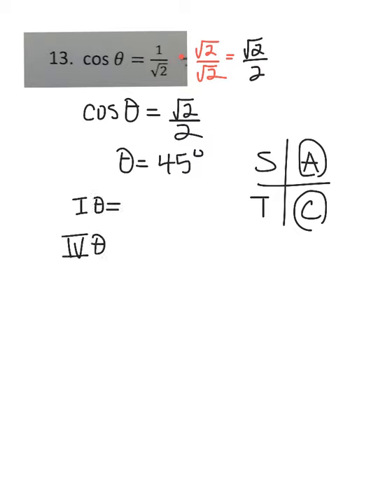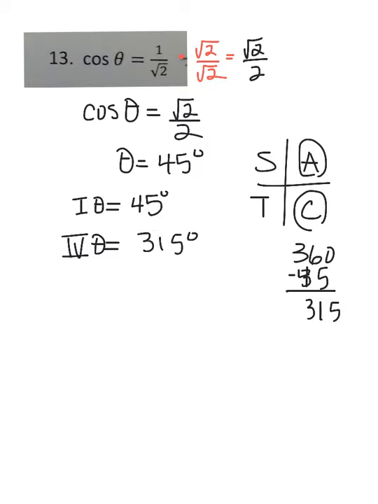Well, in the first quadrant, your answer is just going to be your reference angle. And then in the fourth quadrant, remember, if we start here, we go all the way around to the fourth quadrant. Remember, the rule here is 360 minus. So 360 minus 45 is 315. So then we know that this angle here is 315 degrees.